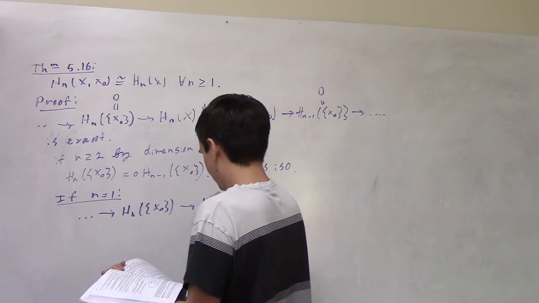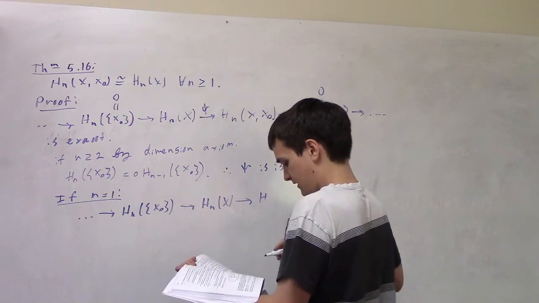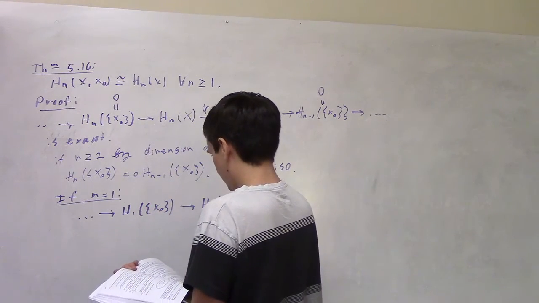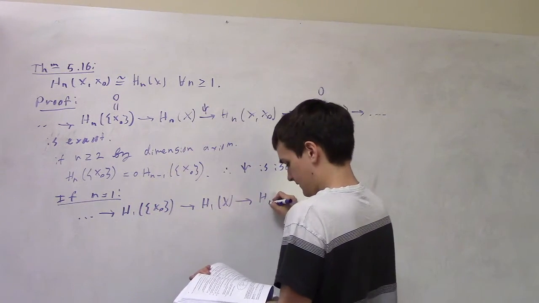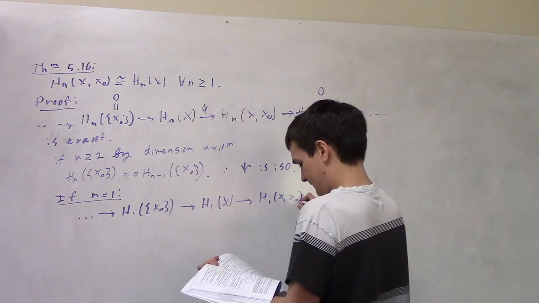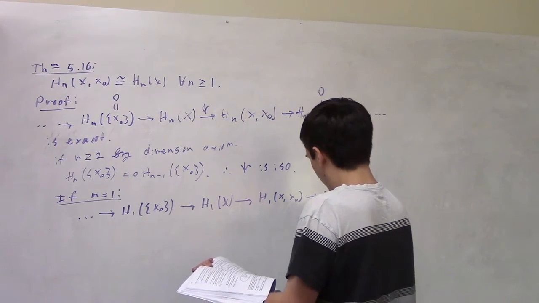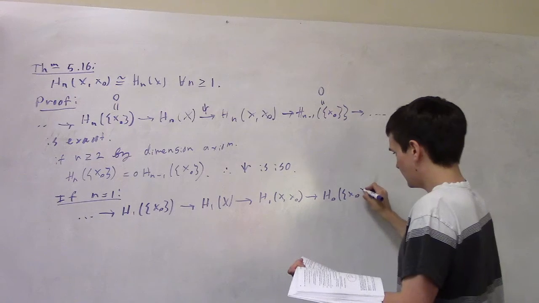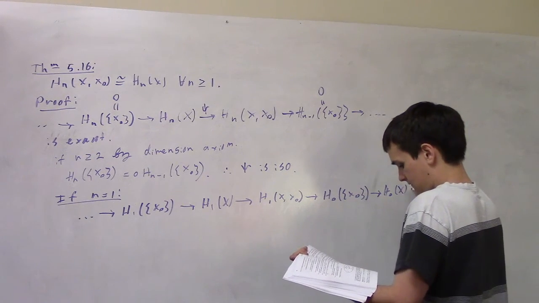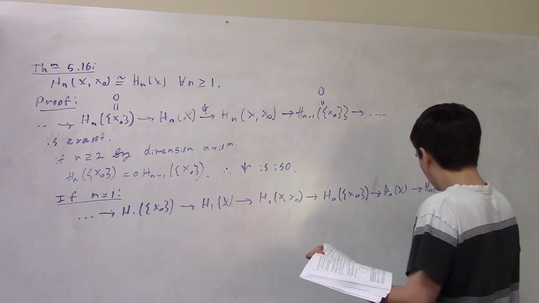So here we're looking at the end of the sequence. H1 of x naught, H1 of x. Oh, what am I doing? This should be H1. It's okay, take your time. H1 of x naught. And then on to the H0 of x naught, H0 of x. Ah, H0 of x naught is 0.